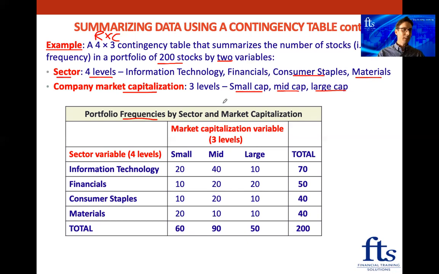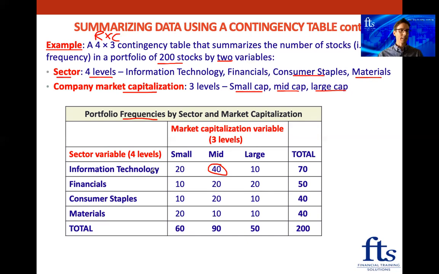So these are the observations that we can make. For example, we can see there are 40 over here. There are 40 mid-cap IT stocks, and this is the portfolio's largest subgroup in terms of frequency. So the 40 is the largest one. The largest subgroup we've got is mid-cap IT stocks.